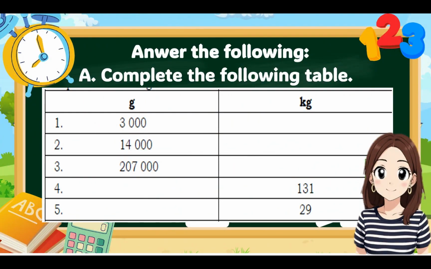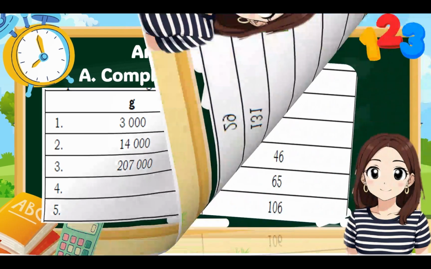Complete the following table. So first, for number 1 to 3, we have to convert from grams to kilograms. So meaning, smaller unit to bigger, larger unit, we have to divide by 1,000. Number 4 and number 5, we have to convert from kilogram to gram. So that means larger unit to smaller unit, we have to multiply it by 1,000.